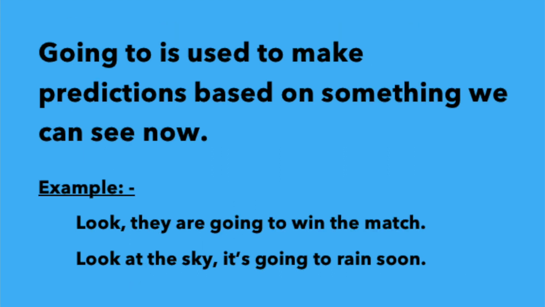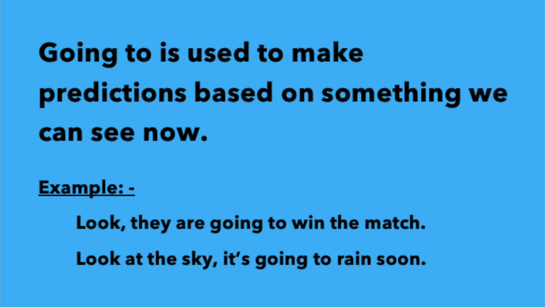Then, we use going to based on something in the present, something we can see now. Look, they are going to win the match. I'm sure because I can see the scoreboard. They scored 28 points and we scored only 5. Within 2 minutes, the match will be over. So they are going to win the match.